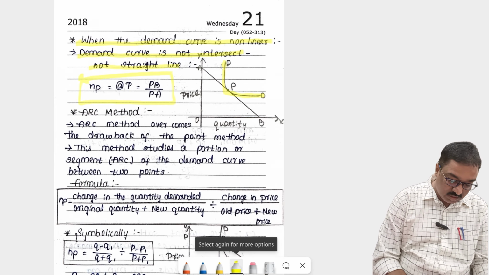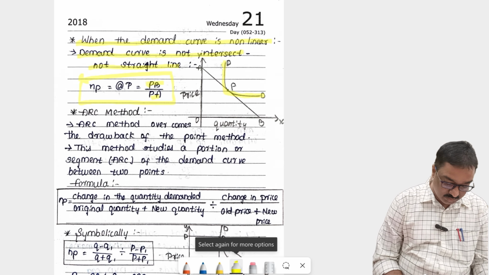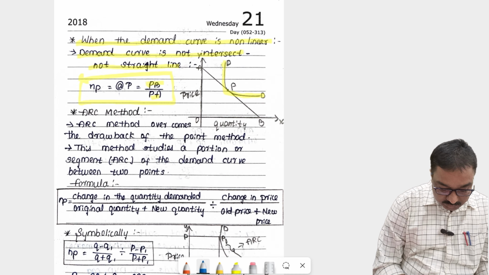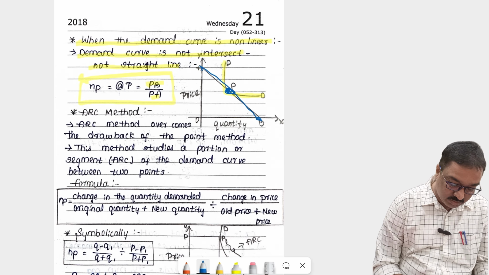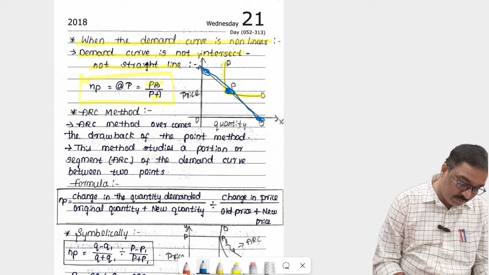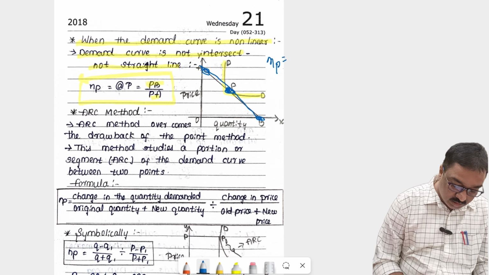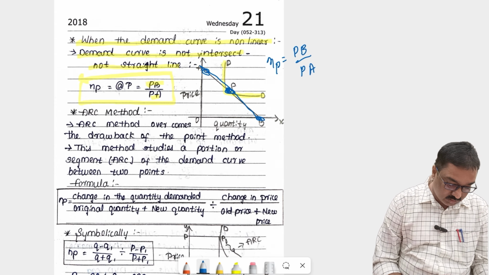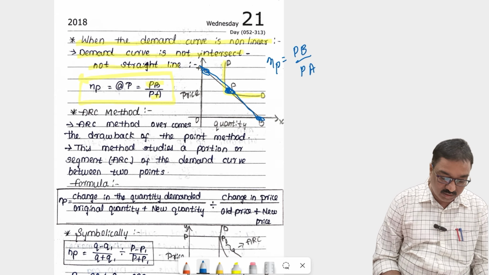NP is equal to PB by PA. PB is the lower segment and PA is the upper segment. So this is the straight line, this is one point. NP is equal to PB by PA. This is used when the demand curve is non-linear.